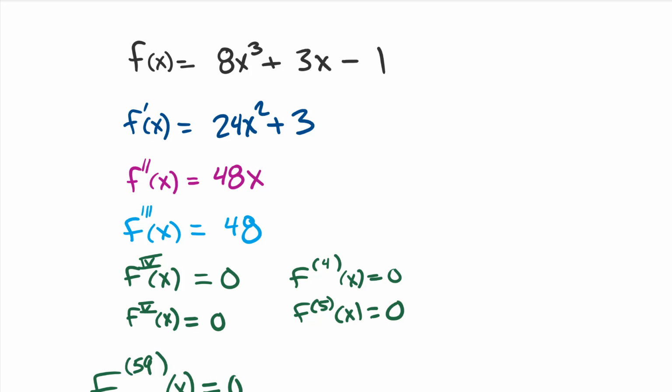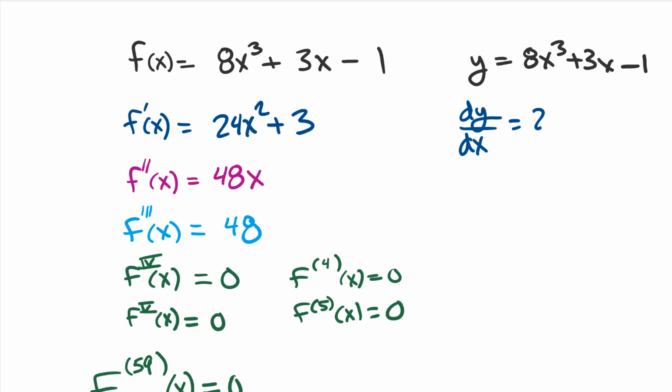Now I'm going to show you in Leibniz, just hold on, do your best. Writing the same thing, all of our answers are going to be the same, but I just got to show you how it's going to be. So that would be the derivative of y with respect to x is equal to 24x squared plus 3.